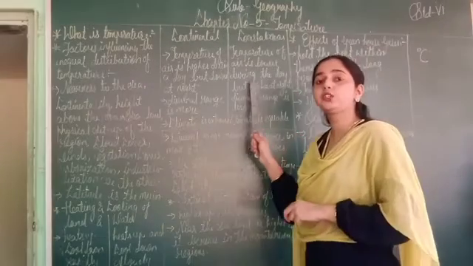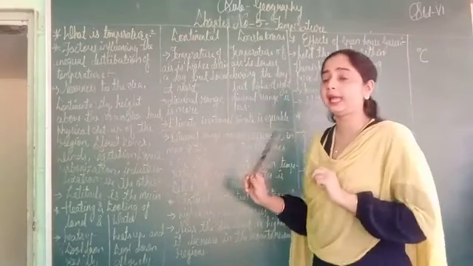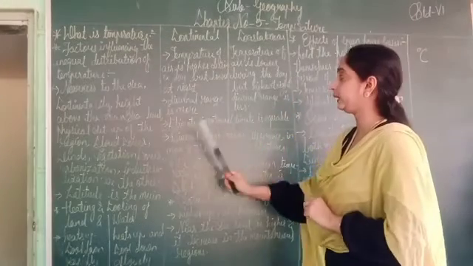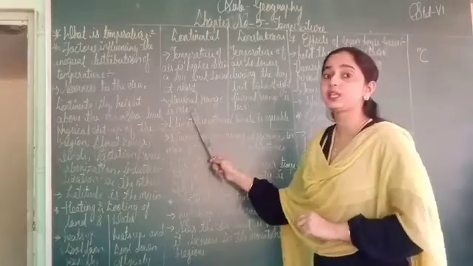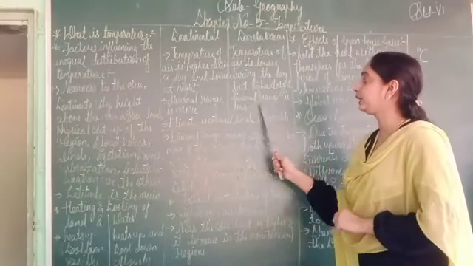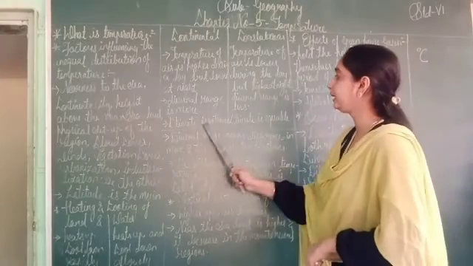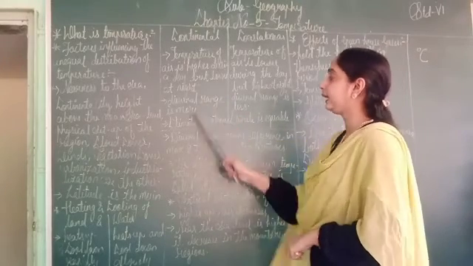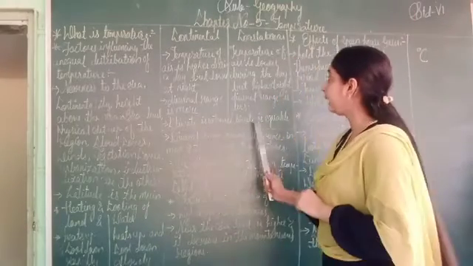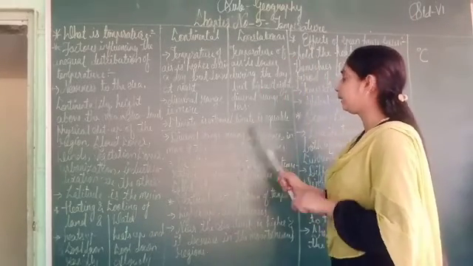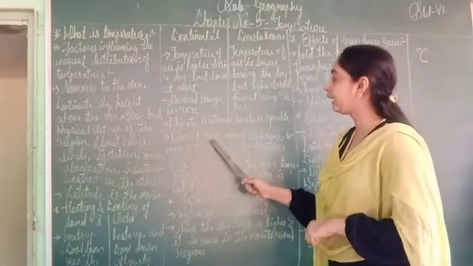Here temperature is lower in daytime but higher at night time, opposite to continental. Diurnal range is more here, but in coastal area the diurnal range is less. Climate is extreme in continental areas, but in coastal areas the climate is equable, that is equal. What is meant by diurnal range?